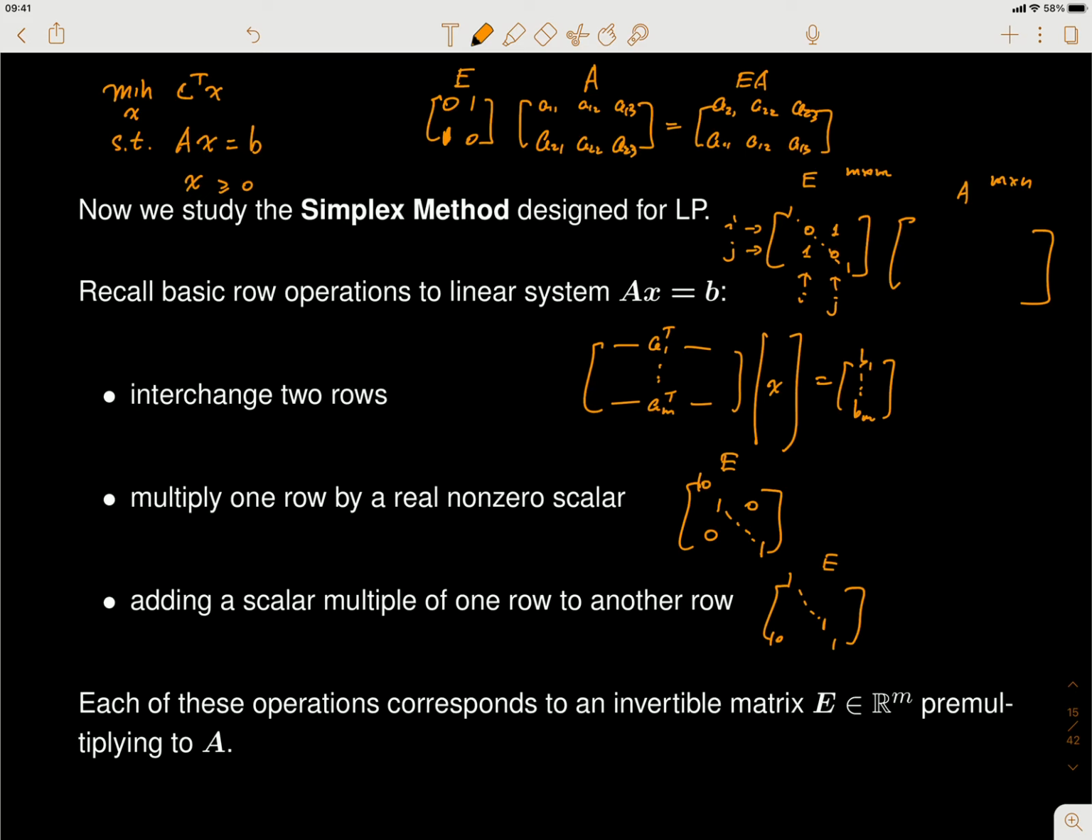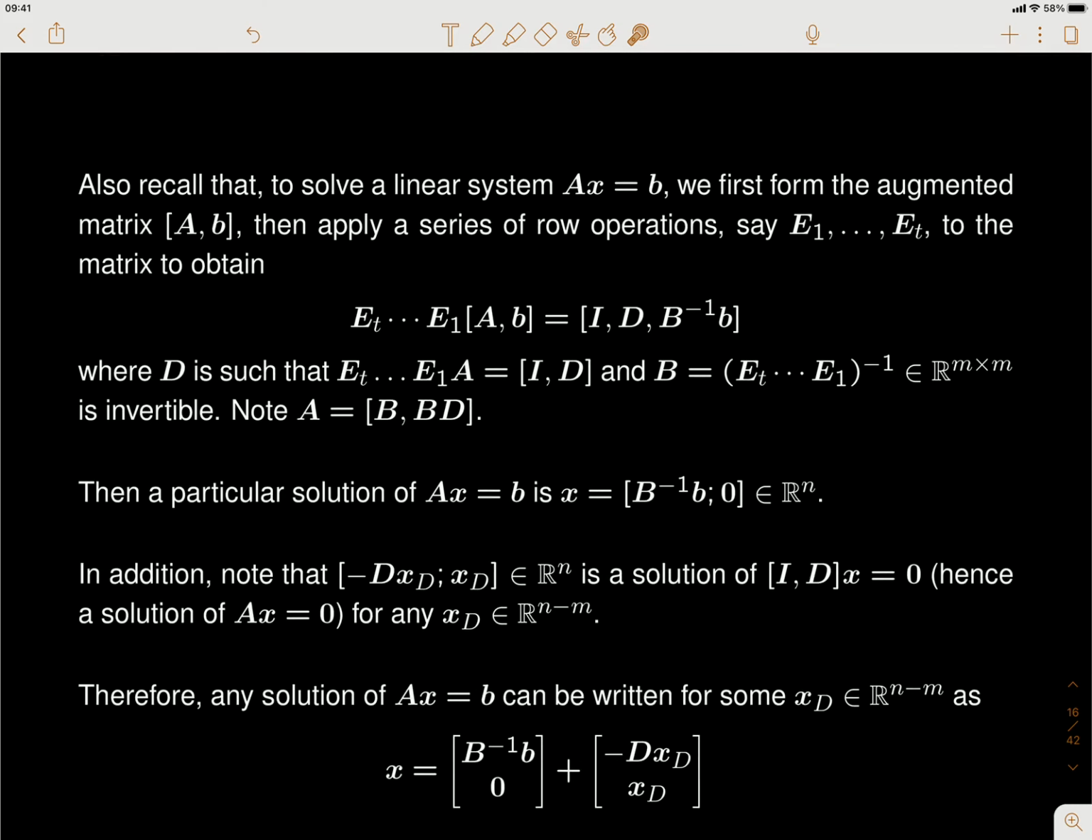And all these matrices, this one, this one, this one, you can easily check that they're invertible. So these three basic operations are essentially just multiplying a certain invertible matrix E on the left hand side. Okay, sorry, this should be M by M. Now you know that since these basic operations do not change the solution, we can apply them for free, and it doesn't change our solution X here.